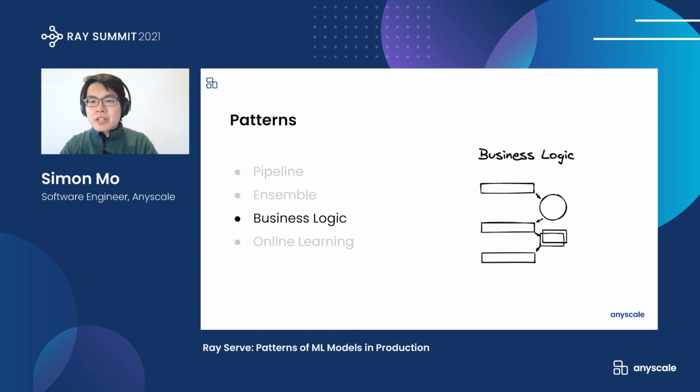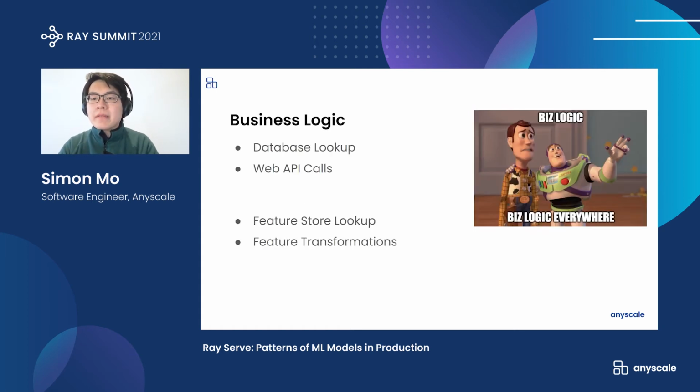One of them is business logic. By business logic, we mean everything that's involved in common machine learning tasks that's not the machine learning model inference itself. They're common operations like database lookup for relational records, web API calls for external services. And there are also emerging machine learning specific logic like feature store lookup for pre-computed feature vectors, or even just inline feature transformation like data validation, encoding, and decoding. Productionizing machine learning will always involve business logic. No model can be standalone and serve requests by themselves. Well, as the meme right here said, business logic is everywhere.